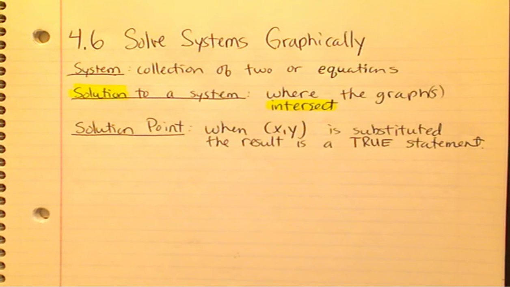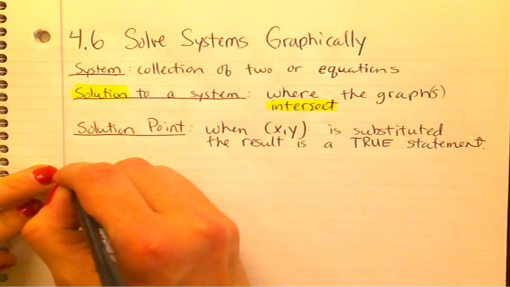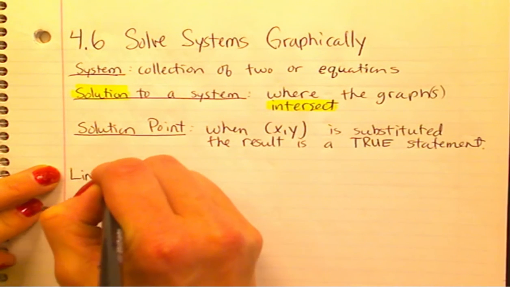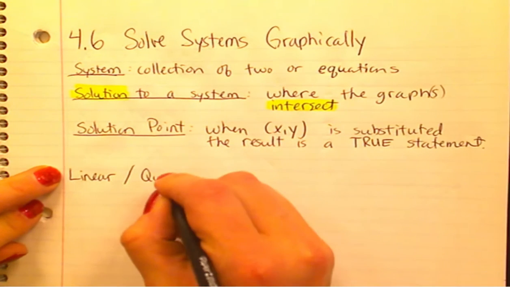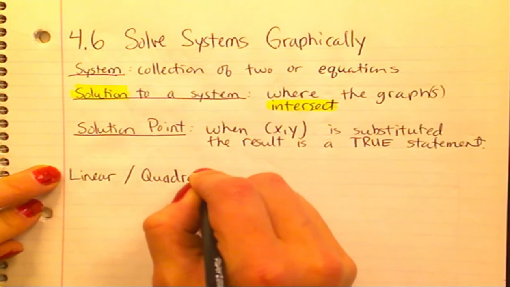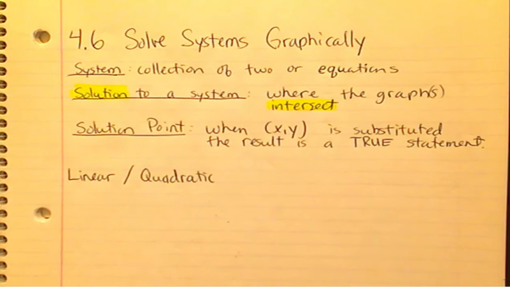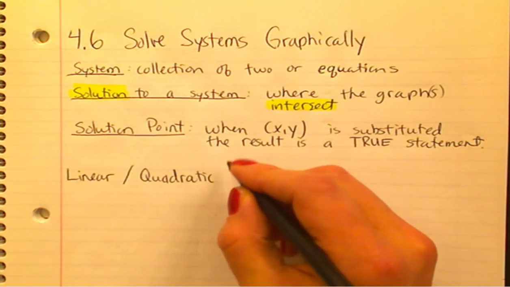Well, this is now quadratic. This is not linear systems. We're going to have quadratic. Okay? So the first set of examples we're going to look at are linear-quadratic systems, which means we're going to have a parabola and a line. Same idea, how many solutions, but now we have different types of graphs to look at.